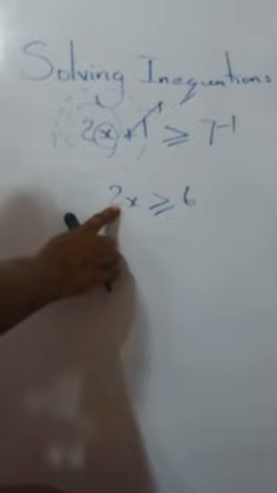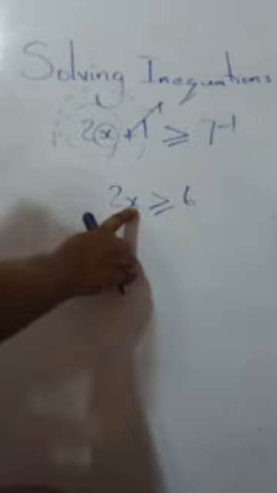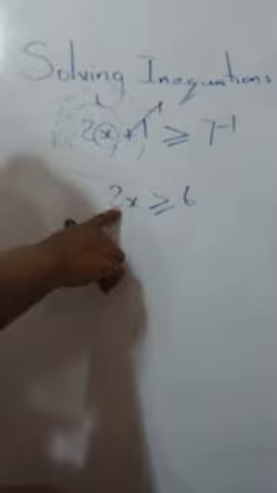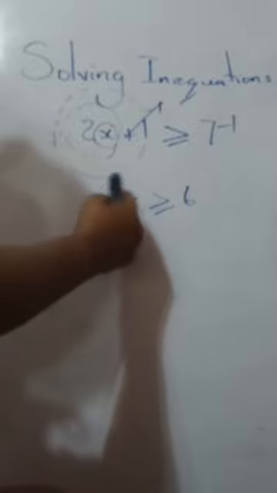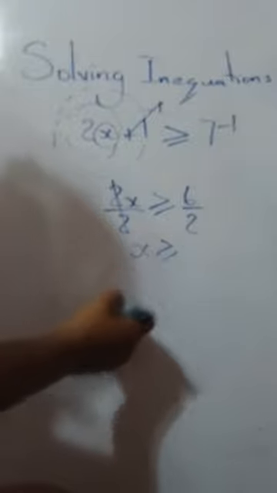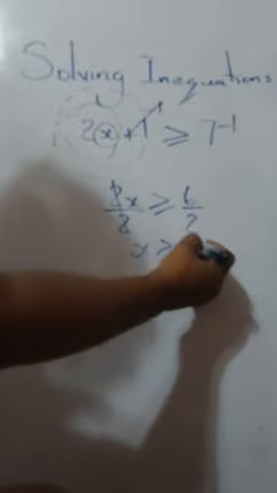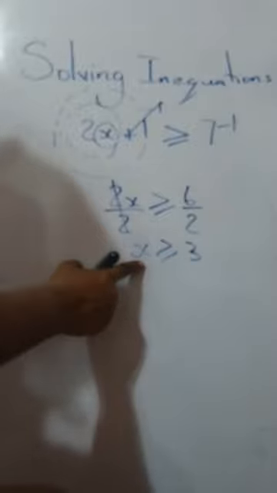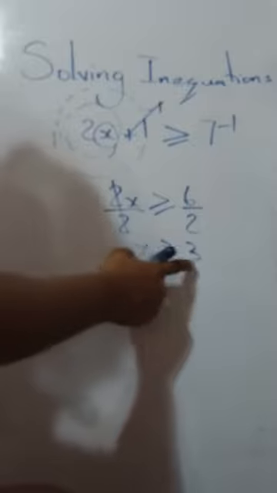Now I need to get this 2 that is multiplying x removed so I can know what is 1 unit of x and not 2 units of x. So we're going to divide, which is the opposite of multiplication, by the 2. But because of the inequation, we have to do it to both sides for the statement to be true. So we now cancel this to say x is greater than or equal to 6 divided by 2, which is 3. So we're saying that x itself is greater than or equal to 3.